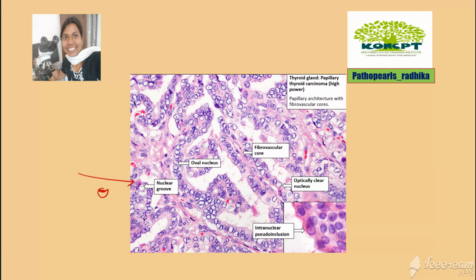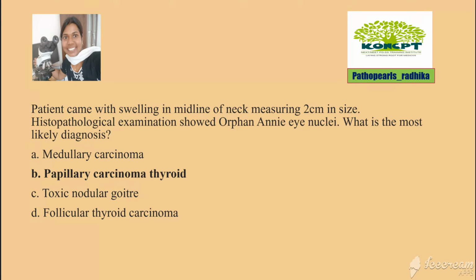If you carefully observe, these grooves can be seen in papillary carcinoma thyroid, and this inset is showing inside the nucleus you have some inclusion. So this is an intranuclear pseudoinclusion. All these can be seen in papillary carcinoma of thyroid. Okay, so papillary carcinoma of thyroid is one which has a good prognosis. It spreads through lymphatics.